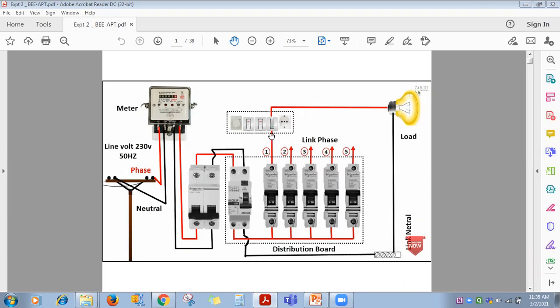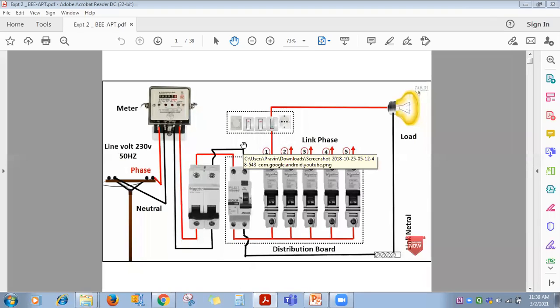Next to it, MCB, its construction, working principle, and then why a molded case circuit breaker, earth leakage circuit breaker, and RCCB are used. Okay, this experiment is all about that.